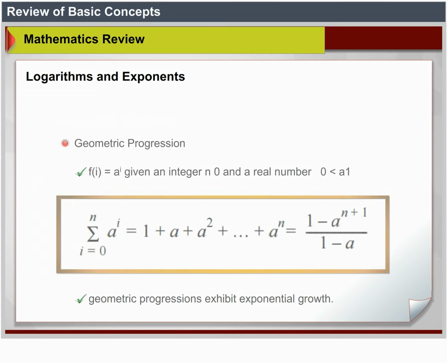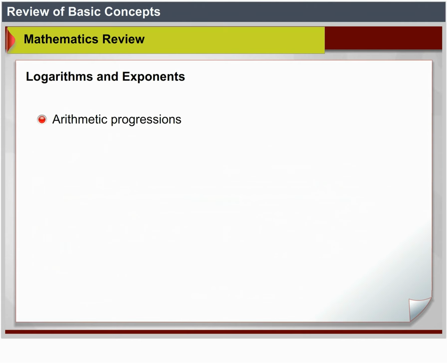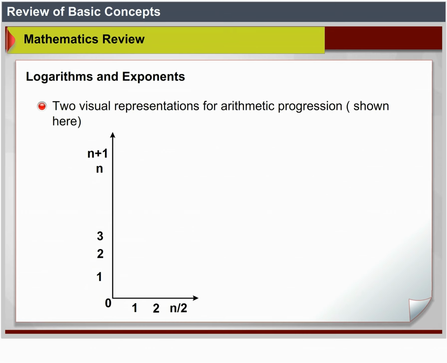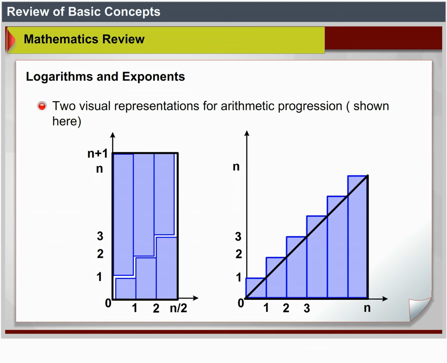Arithmetic progressions. An example, summation of i equal to 1 to n, i equal to 1 plus 2 plus 3 plus up to n equal to (n squared plus n) by 2. Two visual representations for arithmetic progression are shown in this figure.